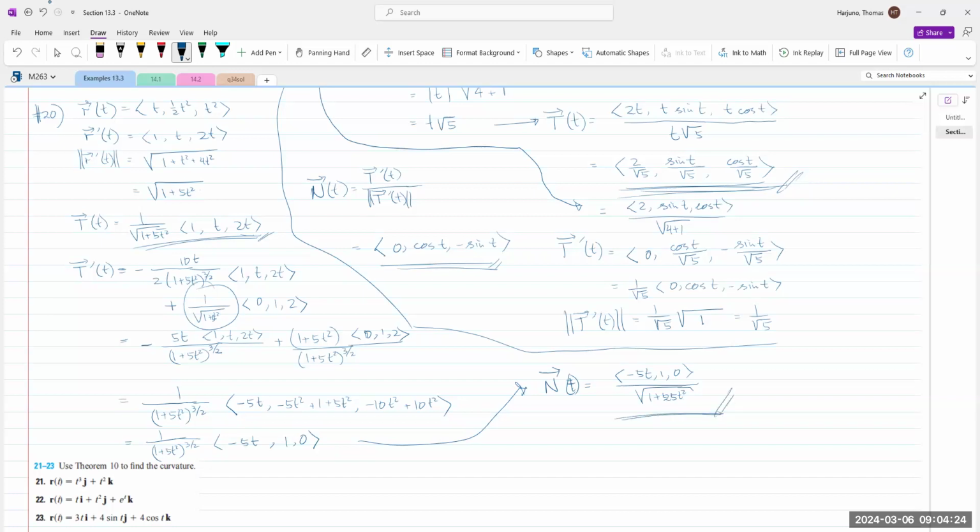Of course, always check my computation, but it is technically correct.